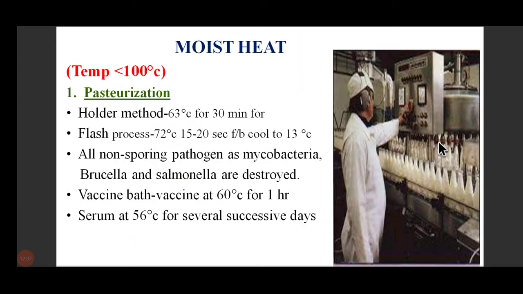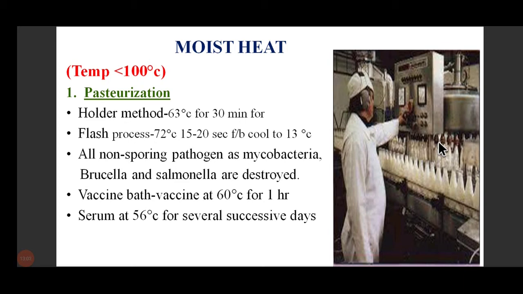The next method of sterilization is moist heat. We are done with the dry heat methods of sterilization. Now we are moving to the moist heat methods of sterilization, which we had earlier studied in the picture I have shown you, which is divided into three different types based on the temperature range: less than 100, at 100, and more than 100 degrees Celsius.